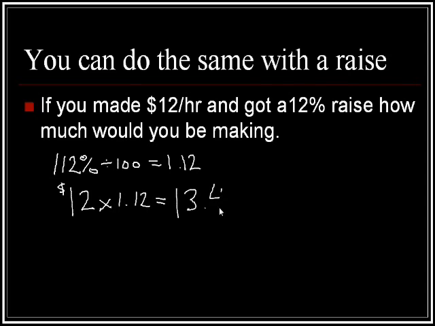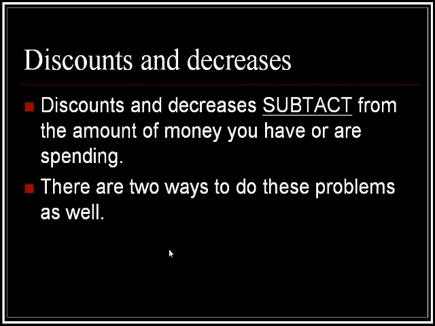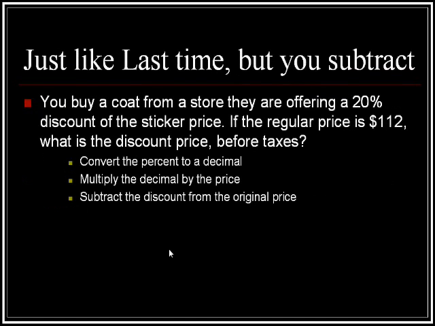So with discounts and decreases, a discount or a decrease, you subtract from the amount of money that you have or are spending. And just like the other ones, there's two ways to look at these problems as well. So just like last time, but subtracting, you buy a coat from a store, they're offering a 20% discount off the sticker price. If the regular price is $112, what is the discount price before taxes? So we're not dealing with the taxes this time. Some questions will ask you to do the taxes afterwards, but not today.